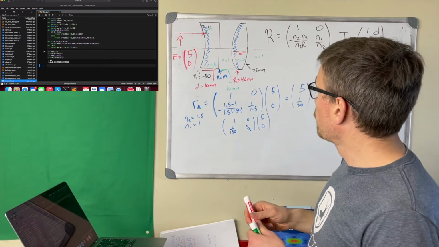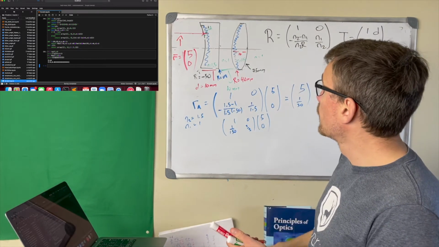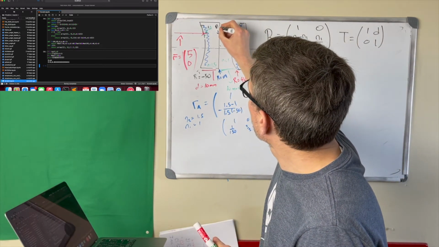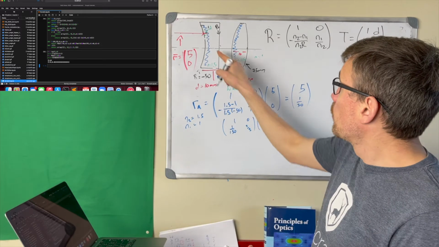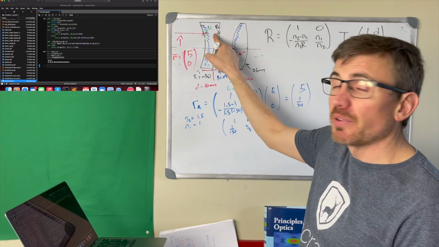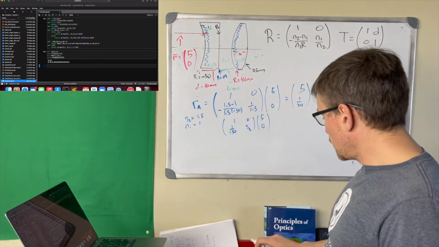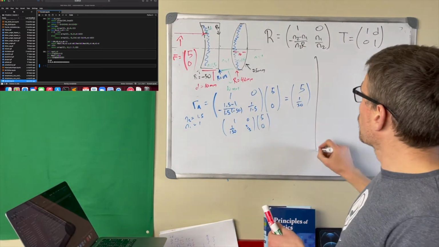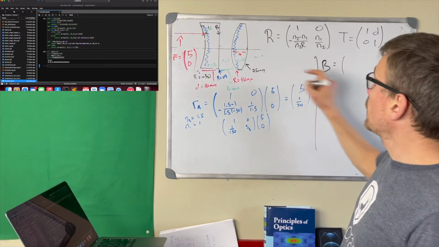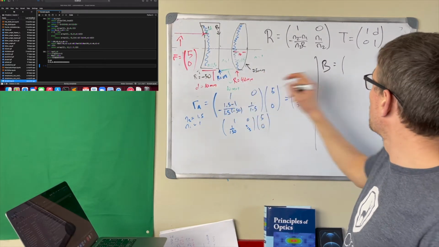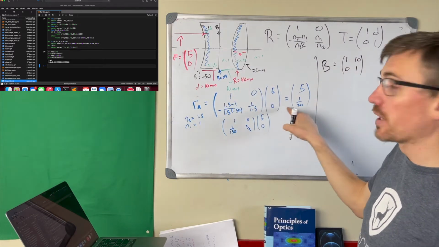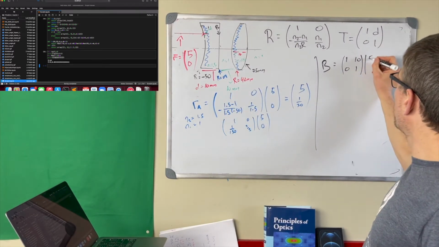The next thing we do is we can look at a separate area, point B here. Okay, so at point B, what's going on? Well, we've just had our input ray, which is now RA, and we've applied a translation there. So let's write down what it looks like at B. At B, we have a translation of distance 10, we said millimeters, so it's 1, 10, 0, 1 times whatever's going into it, and that's going to be 5 and 1/30.